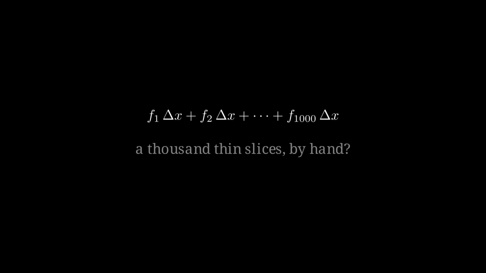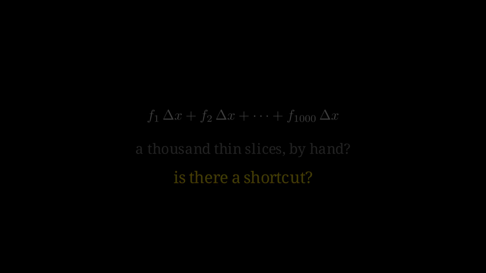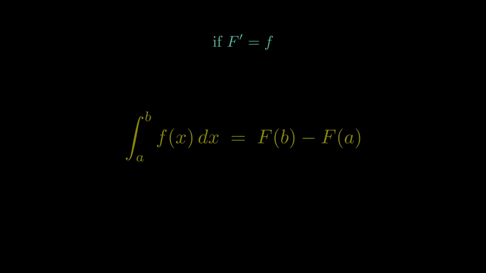Now, actually adding up 1,000 thin slices by hand would be miserable. So a natural question, is there a shortcut, a way to get that exact area without the endless sum? Here is the hunch that changes everything.